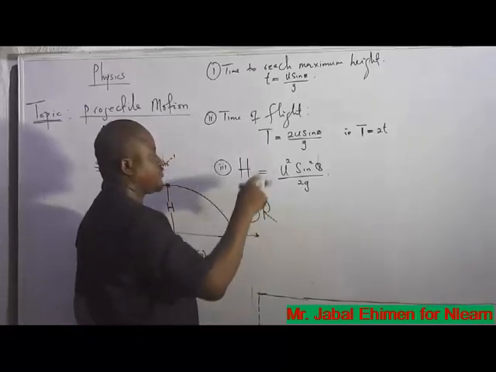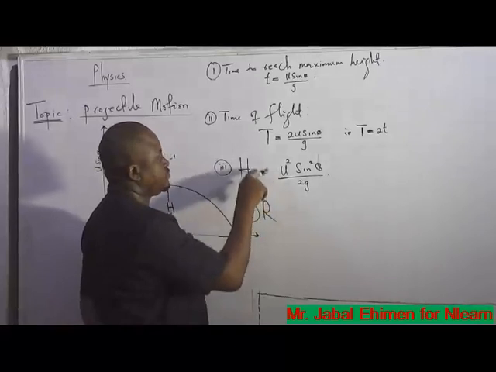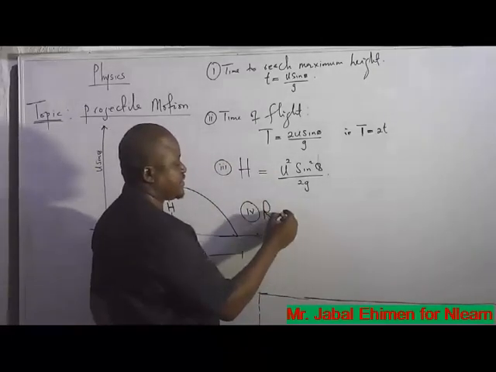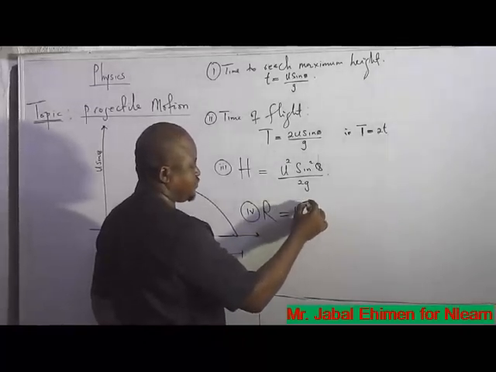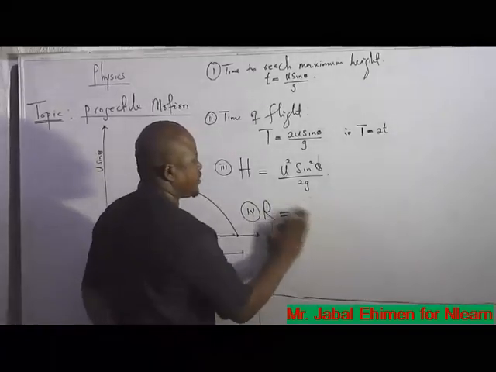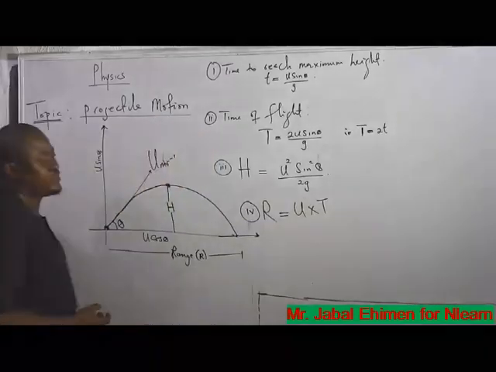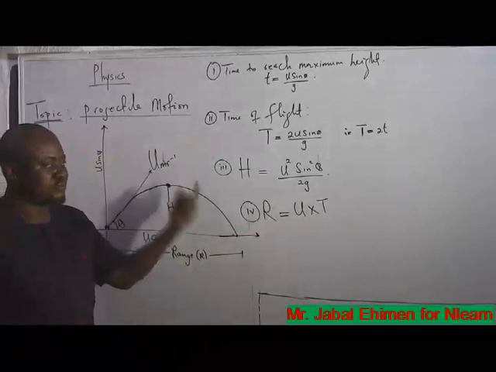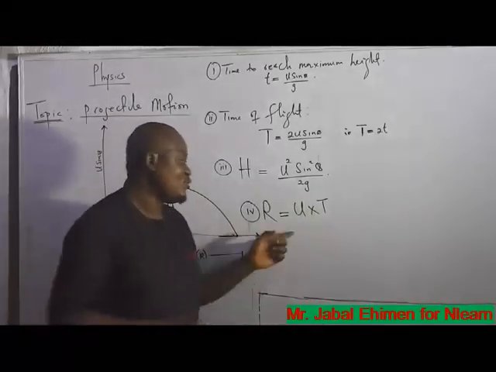I'll tell you, we'll have to take the relationship between the two of them, between this and this. But first of all, you must understand that the range is UT. That's the first thing we must remember. Always remember this. Or we write it as U times T. What is meant by U times T is the initial velocity of projection times the time of flight, which is the total time of flight. We'll come to that.